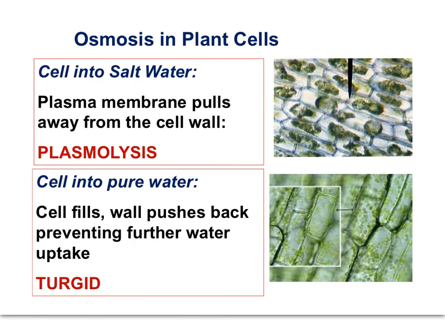The plant cells in this upper image have been placed in salt water, a hypertonic solution. Water diffuses out of the cells, and the cells become plasmolyzed. The plant cells in the lower image have been placed in distilled water, a hypotonic solution. Water diffuses into the plant cells, and the cells become turgid.